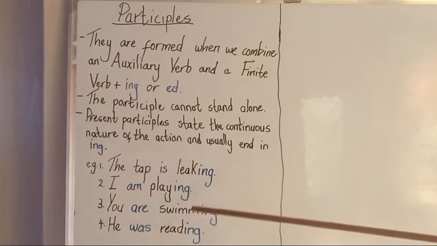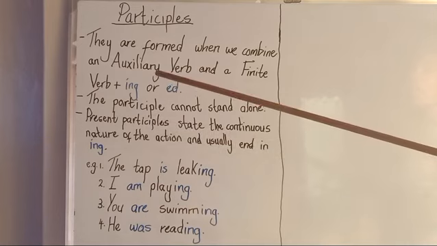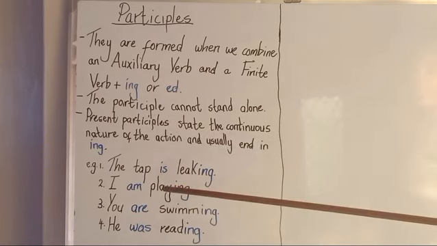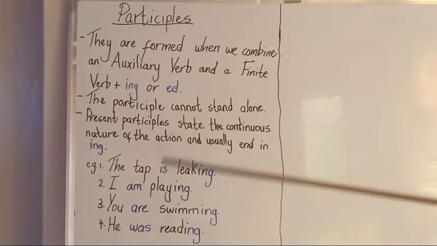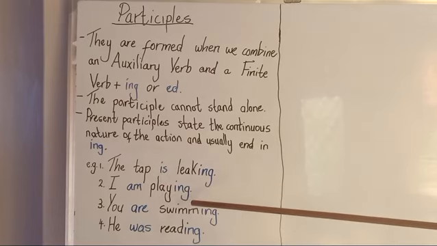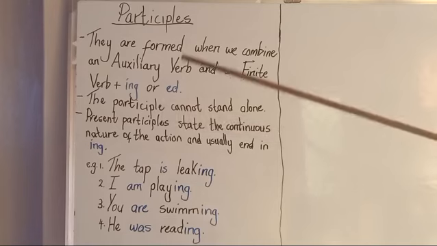Then we have our second example. I am playing. Am is our auxiliary verb, which is telling us that it is happening. Playing is telling us it is happening right now, which is our finite verb, which is playing. It has an ing at the end. This tells us it is a participle.